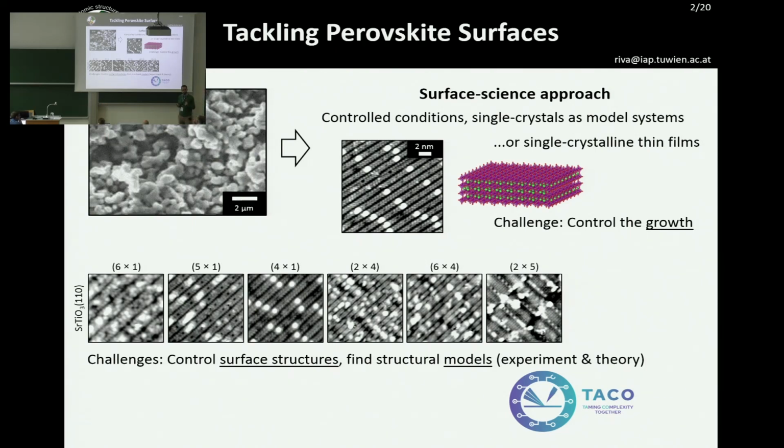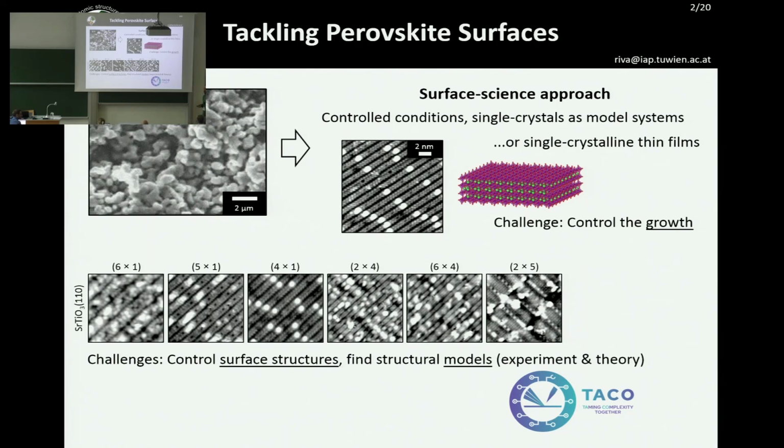But before we can actually investigate properties that are meaningful, what we really need is structural models for these surface structures. And that's where TACO comes in as a very crucial point, where essentially we have to try and combine our experimental observation and input from theory, and the other way around, to try solving the complicated structures that we see on these perovskite oxides.